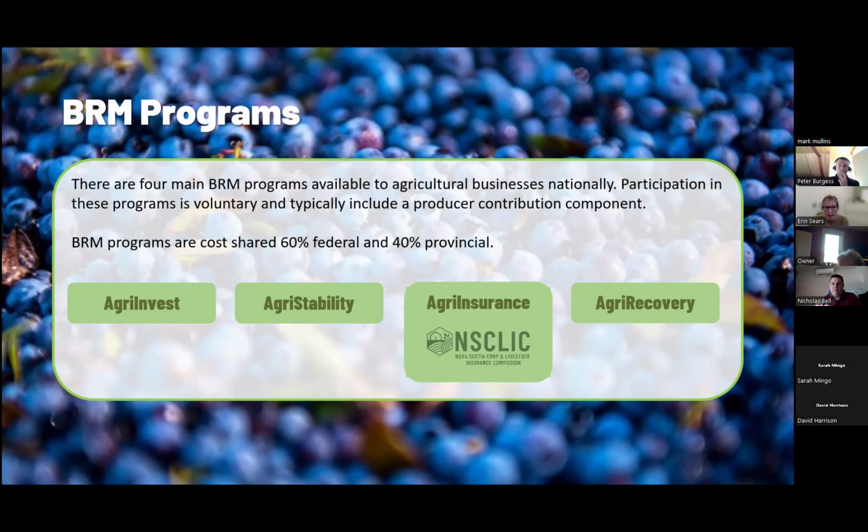Another thing I wanted to mention: I know with interest rates on the rise, or now going down and hopefully going down again this coming month, a lot of people have looked at the advanced payment program as a way to help with the interest cost or expense on their operation. I'd like to highlight that a producer looking at the advanced payment program has to be enrolled in either AgriStability or production insurance through the Nova Scotia Crop and Livestock Insurance.